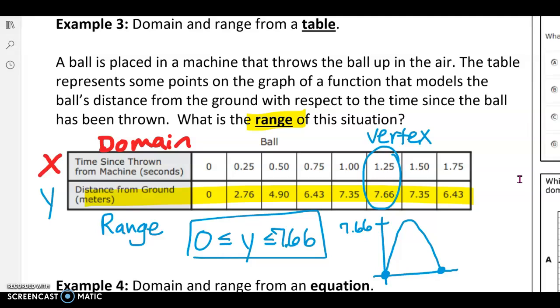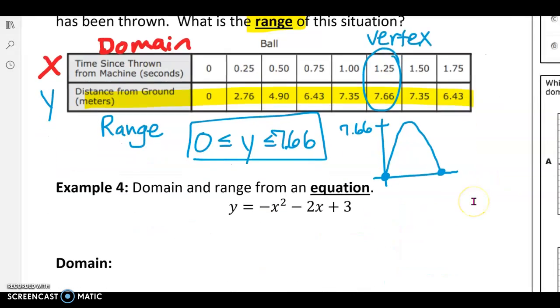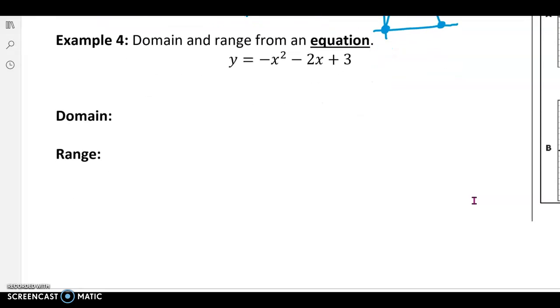Now let's look at an equation. And how can we find out what the domain and range are with just given an equation? It's interesting. Here's our equation. The best thing you can do is graph it. Graph it in your Desmos calculator and see. First of all, this is a regular function. It doesn't have endpoints. It's going to go on forever. So the domain should be very easy.